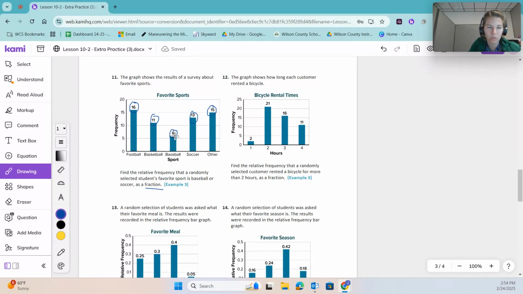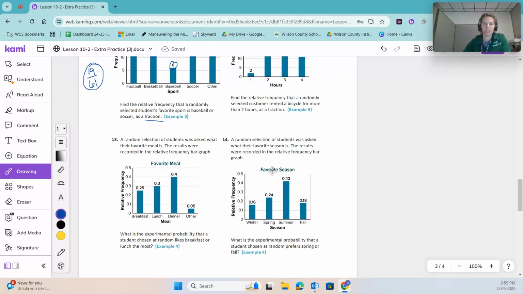So baseball was 6, soccer was 13, so we add those together, we get 19 out of, and then we add them all together to figure out our total. 16 plus 11 is 27, plus 13 is 40, plus 6 is 46, plus 15 is 61. So 19 out of 61, and that is your fraction right there, 19 out of 61. You can try number 12, 13, and 14 just like that if you'd like.